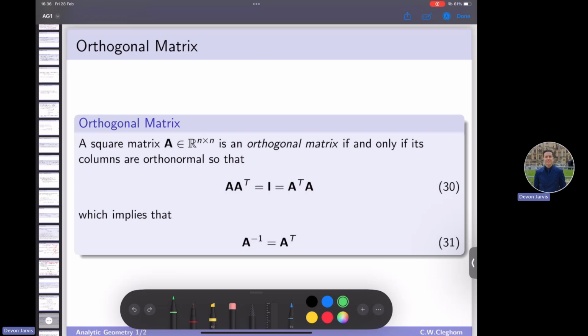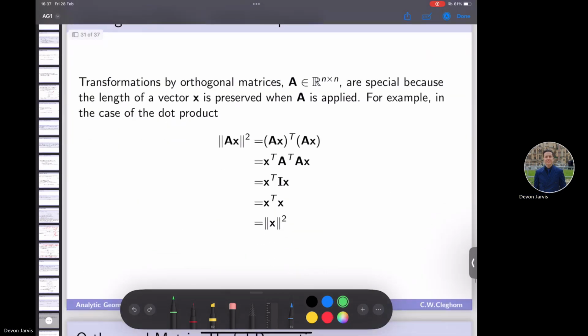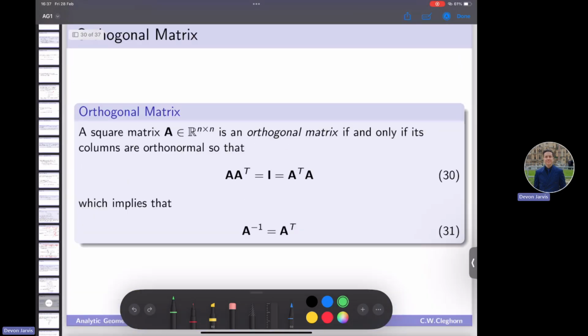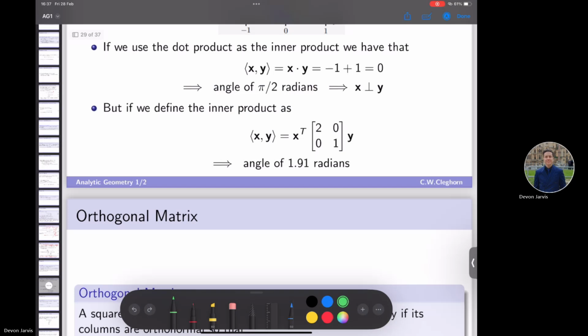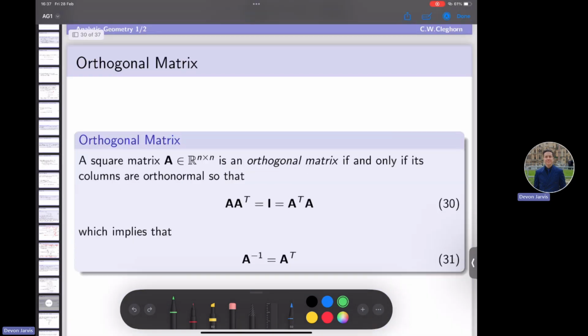Okay, orthogonal matrices. A square matrix, it has to be square, is an orthogonal matrix if and only if its columns are orthogonal. As a result, when you multiply A times A transposed or A transposed A, you get the identity matrix. Okay? And this also implies that when you have an orthogonal matrix, its transpose is its own inverse. Okay? So in other words, when I take, feels like this is missing one slide.